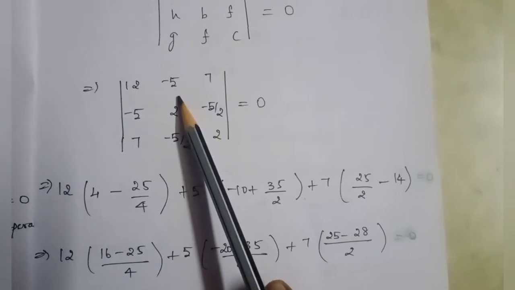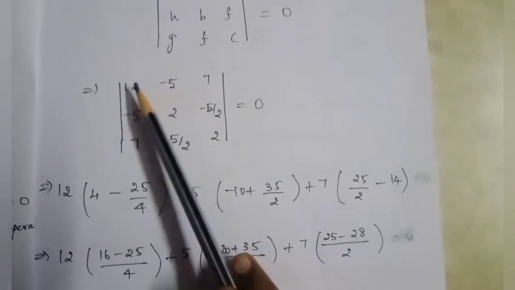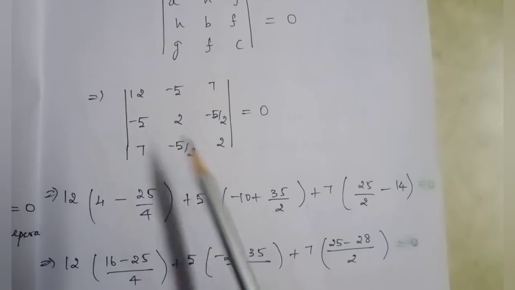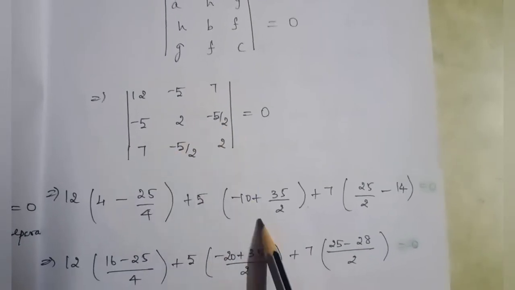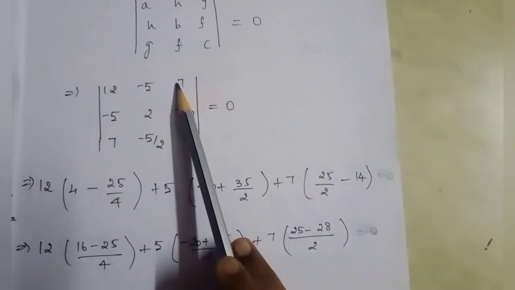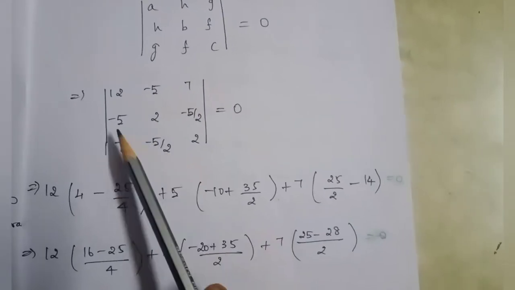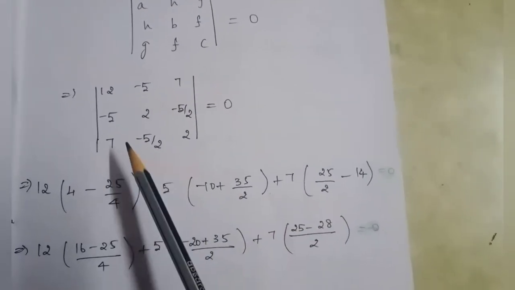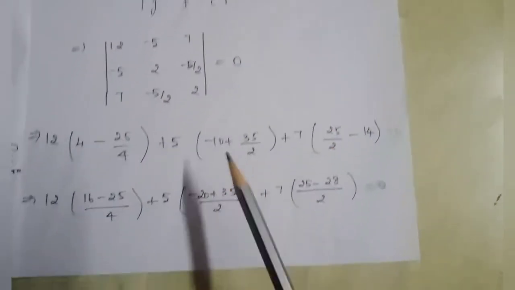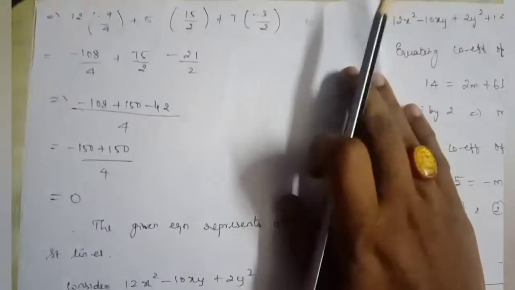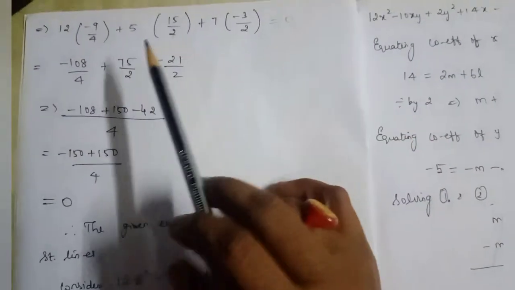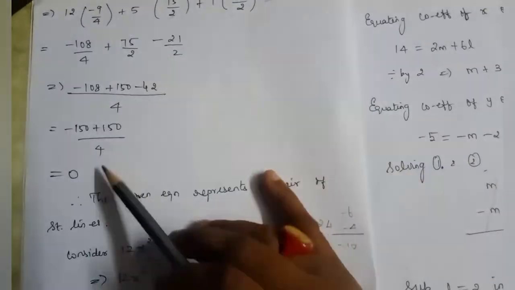But since the element is having a minus sign, it will be plus 5. Leaving the row and column, minus 5 into 2, minus 10. Minus into minus will become plus 35 by 2. Now the last element 7, leaving its row and column, minus into minus plus 25 by 2 minus 7 2s are 40. Now simplifying this, for these calculations, better use the calculator because you are allowed to use the calculator during the examination also. So now, when I am finding the LCM and everything, I am getting 0, which means the given equation represents a pair of straight lines.